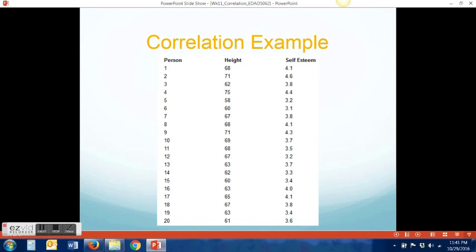So we'll start out with our data. We've got 20 people participating in this analysis. We've got heights that range from the high 50s to the 70s. And we've got some measure of self-esteem. It seems to go from the 3s up to the mid 4s, probably some sort of assessment on a 5-point scale.